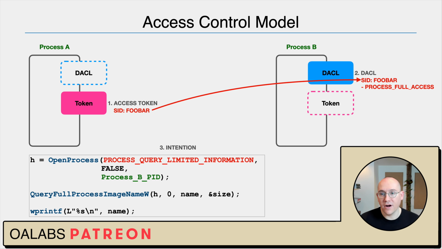There's a SID foobar in process A, and it checks the access list of process B: what is this SID allowed to do? And process B tells us, well, we have process full access for that SID. Once they know what the permissions are for that SID, they check the intent against the allowed access. In this case, it checks out. You have process full access, so query limited information is no problem, and this is allowed to go through, right?